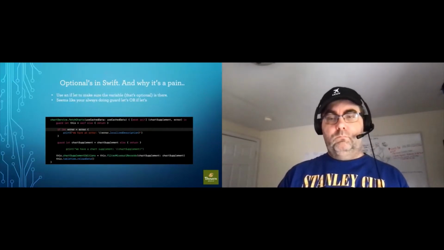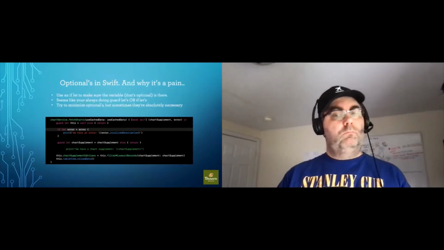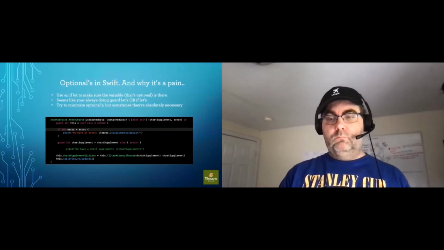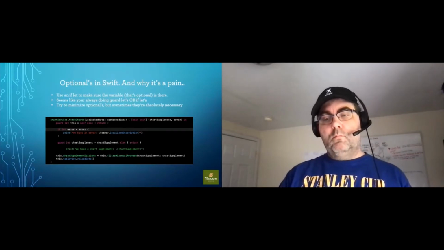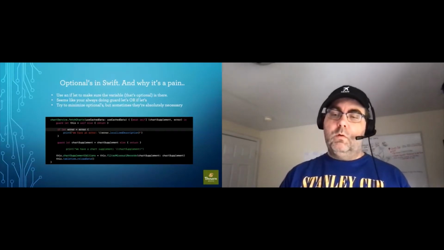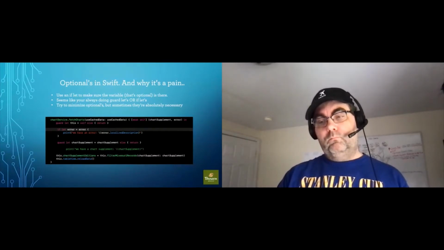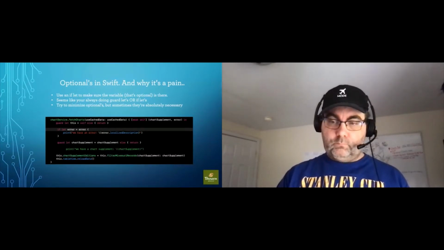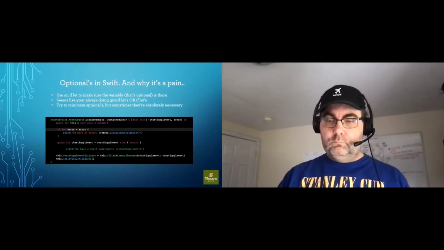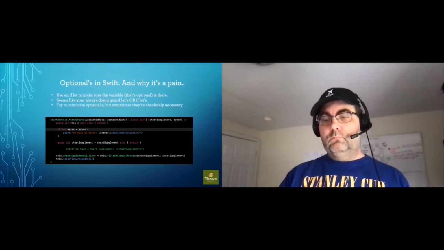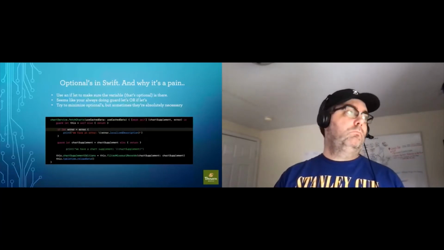Optionals in Swift and why they're a pain. It seems like it's always doing a guard let, or an if let, so sometimes try to minimize those optionals. In some cases it's easier to always have that variable, but it's one of those things that new developers get into that, at least for Swift, they get confused on optional chaining versus optional versus non-optional. Basically that if let guarantees that object's there.